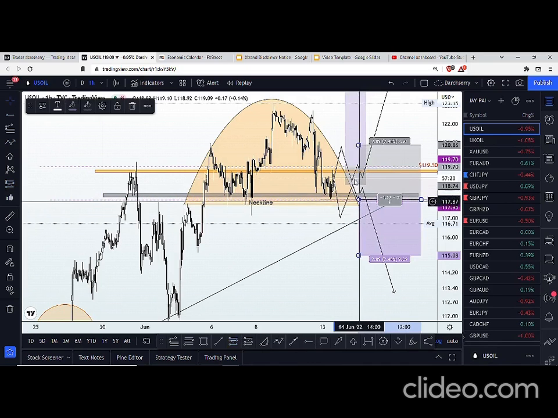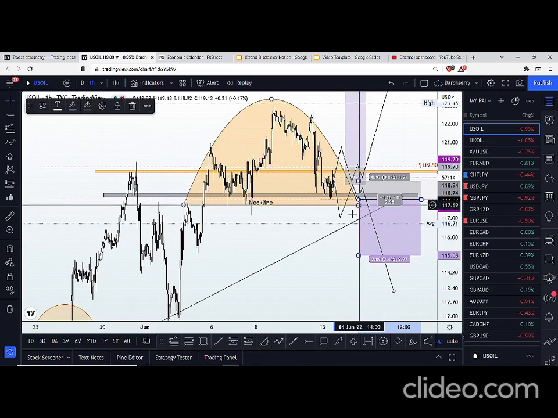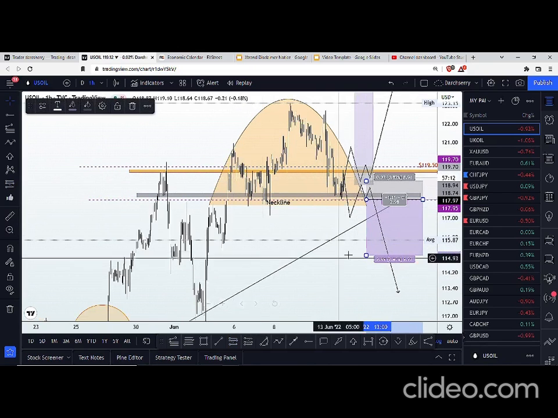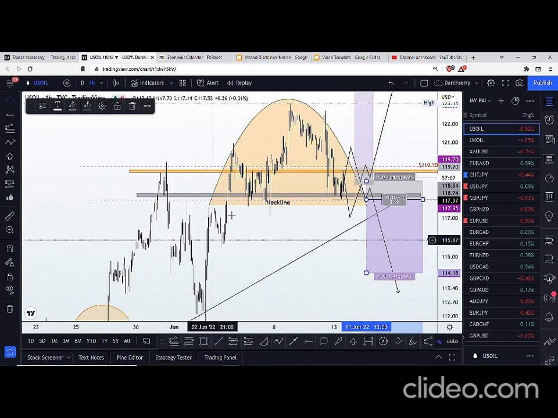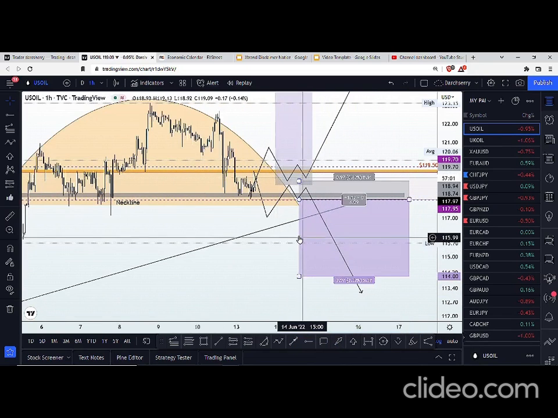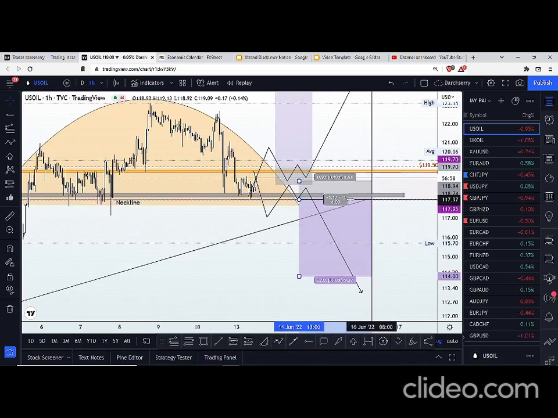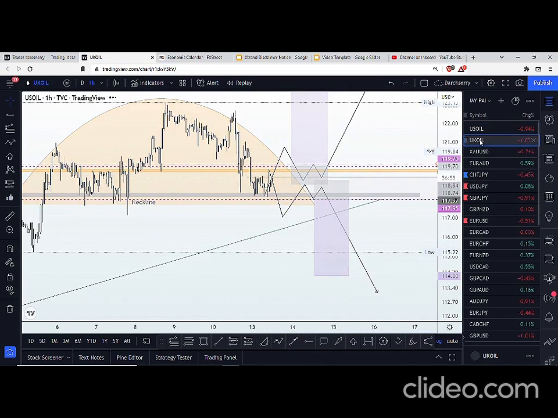$118. So we have our entry point here. We have our stop loss right above the previous high with around 90 to 100 pips. And then we have our take profit target. If we look left, we can see that we have structures here, so we can aim it at $114. So this is what our expectation is going to be like on the US oil. Then on the UK oil, what is the scenario we were expecting?